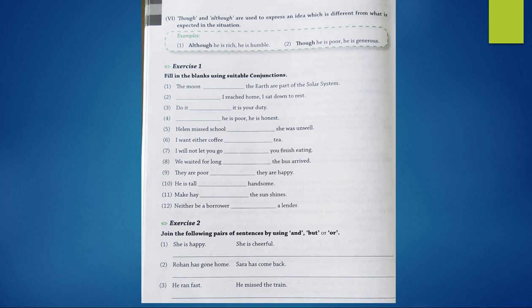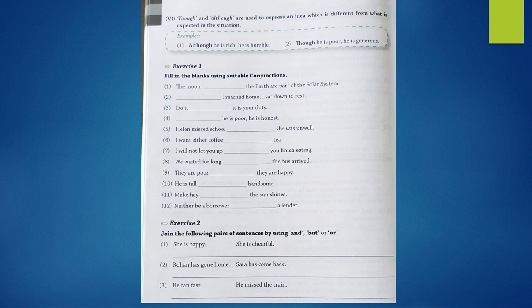Okay, so let's go to the exercise now. Are you ready for the exercise? Okay, fine. Very important one, conjunctions. A lot of confusion will be there. But let's see. The moon and the earth are part of the solar system. Very easy.